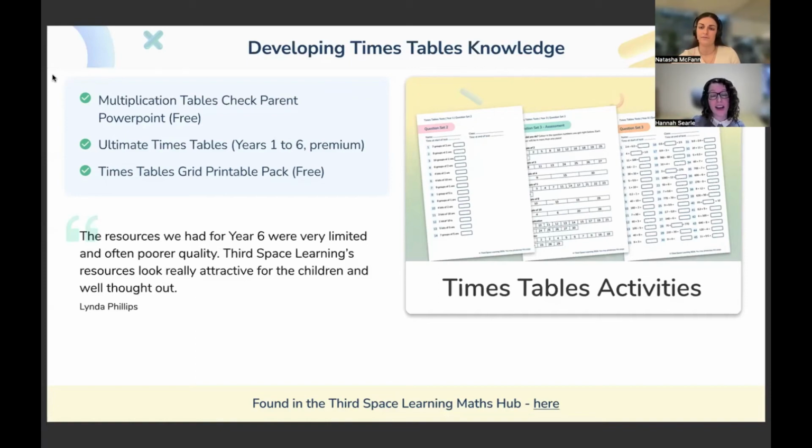And then the one that I think is an absolutely fantastic resource is the Ultimate Times Tables. This is just a whole bunch of games that are age appropriate, games and activities to help pupils not just learn their times tables by rote, but to actually understand their times tables and understand the links between different times tables.